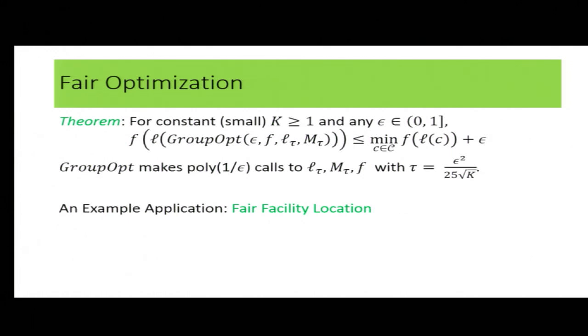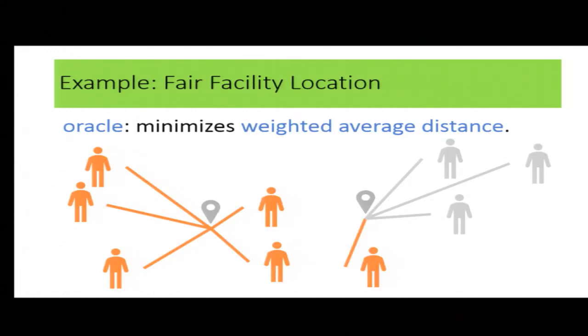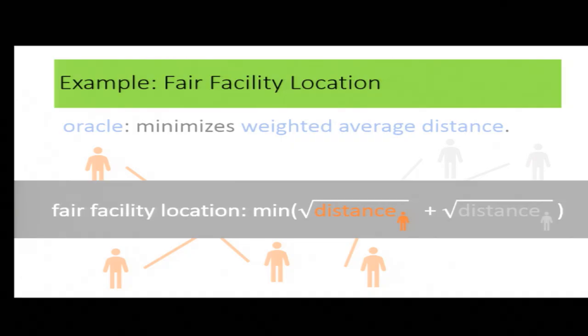And so an example is fair facility location. So suppose we have an oracle that pretty much solves the facility location problem for, let's say, the group in orange and then the group in gray. And the goal is to then define a new function like this. And so what we're saying is that we can use the minimizer for each group to then optimize such a function that combines, that's an objective of both the groups, like this.